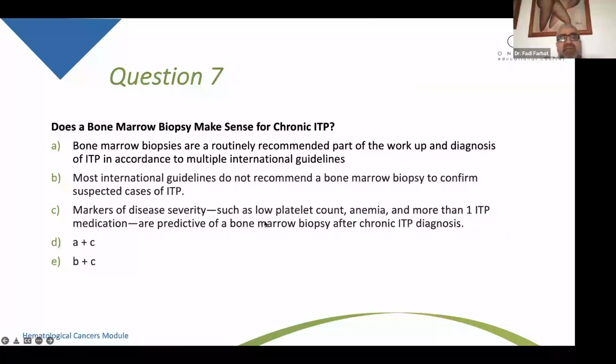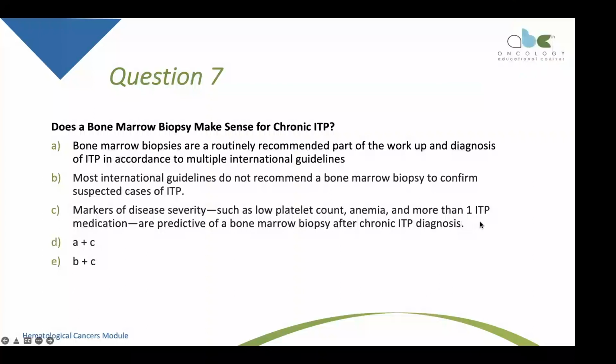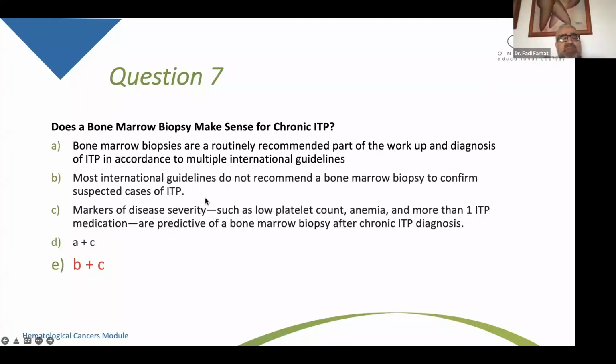Okay, excellent. So it's B and C, 35%, and most international guidelines do not recommend. So B, yes, it's right. Most international guidelines do not recommend the bone marrow biopsy. And C is also correct, because markers of disease severity are predictive, so you do a bone marrow. It means when you have such predictors for severe disease, you have to do it. So B is right, C is right, and it's B plus C.